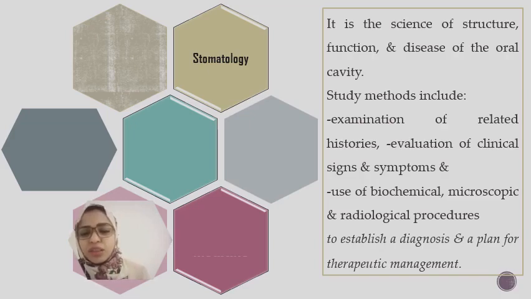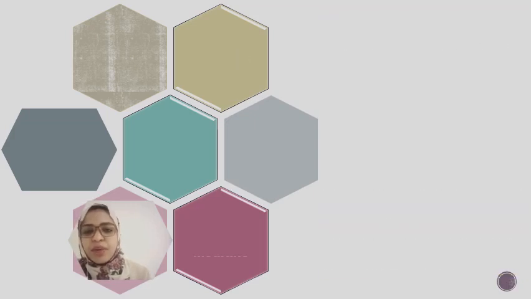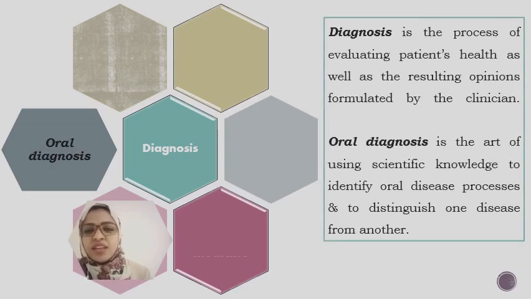اوكي طيب احنا بنعمل الحاجات دي كلها ليه؟ To establish a diagnosis. عرفنا الدياجنوزس, so الهدف الاساسي بتاعنا treatment, therapeutic management of the condition. اوكي ده معنى كلمة استوماتولوجي. طيب diagnosis, بس احنا قلنا احنا عايزين نعمل diagnosis, عندنا diagnosis وعندنا كمان oral diagnosis. Diagnosis هي a process of evaluating patient's health as well as resulting opinions formulated by the clinician. هو عبارة عن شنو؟ جبنا البيشنت ده وعملنا له evaluation للstatus بتاعته, عملنا evaluation للحالة بتاعته وعرفنا عنده شنو. Diagnosis دي معناها انا عرفت البيشنت ده عنده شنو.